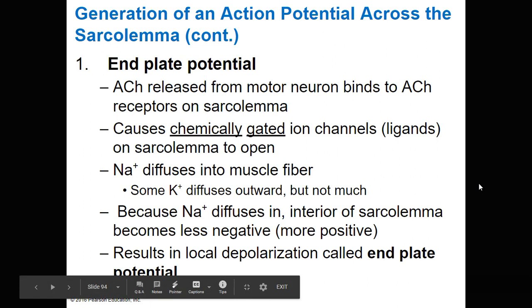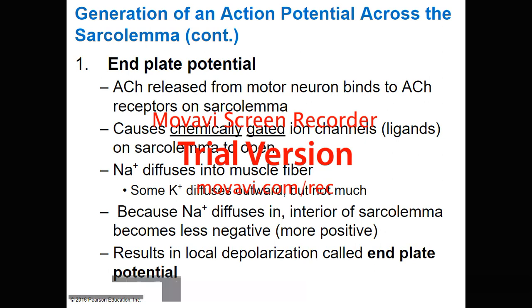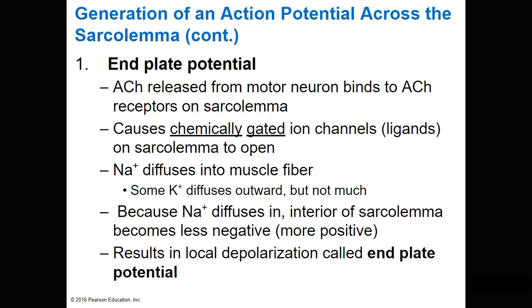Okay? So it's become less negative, more positive. That's an end plate potential, and that's a local depolarization. So that's just locally, in that one small area, it's been depolarized. Okay, that's the end plate potential. And this is showing you an end plate potential generated at a neuromuscular junction.